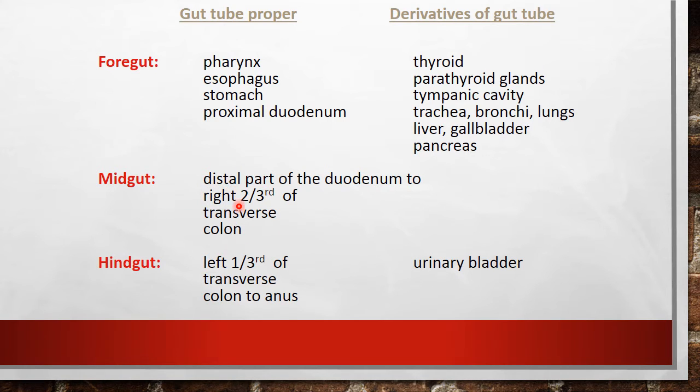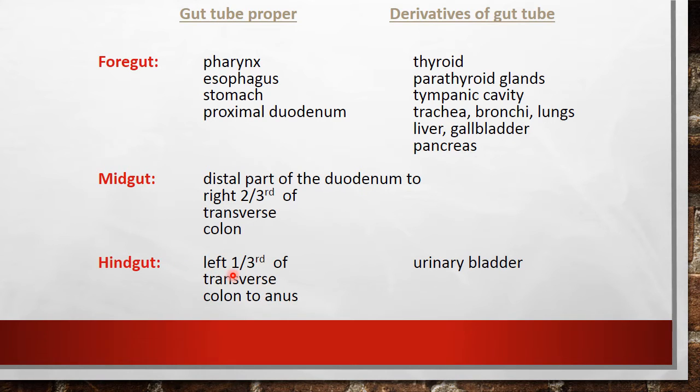So these are the structures which are derived from the midgut. All the structures including the distal part of the duodenum, the jejunum, ileum, all the small intestine, appendix, cecum, ascending colon, and then the right 2/3 of the transverse colon are derived from the midgut, and they all receive the blood supply from the superior mesenteric artery from the aorta, which is the artery of midgut.